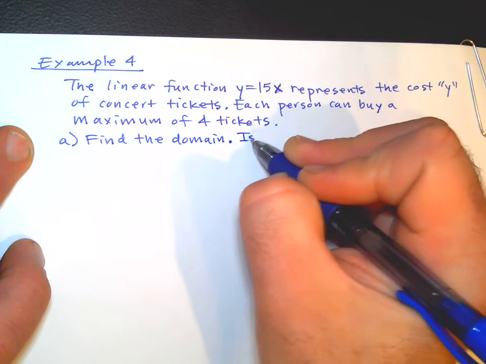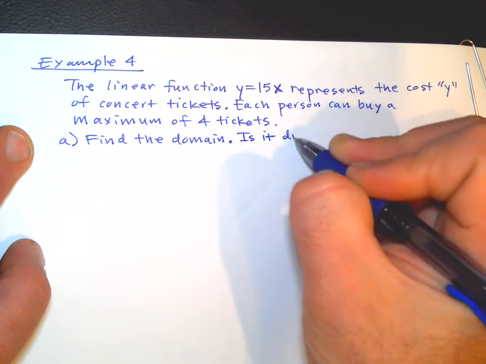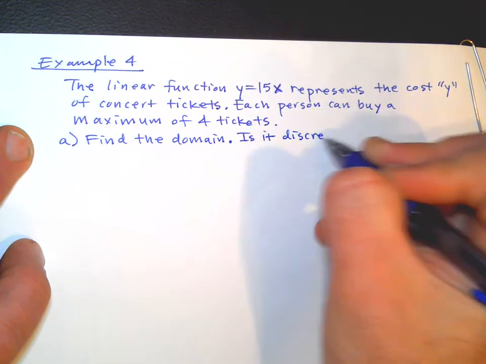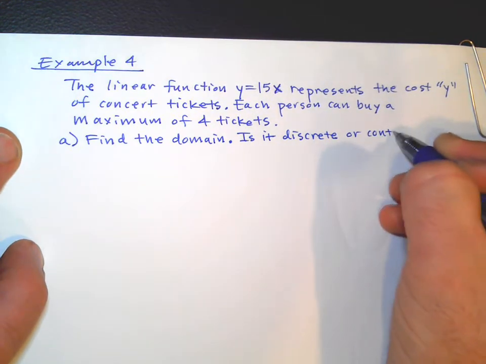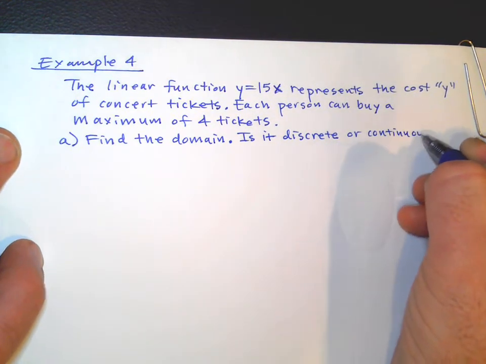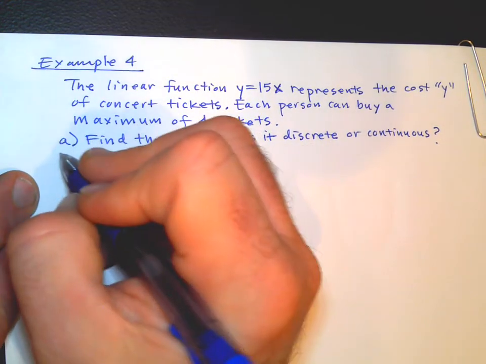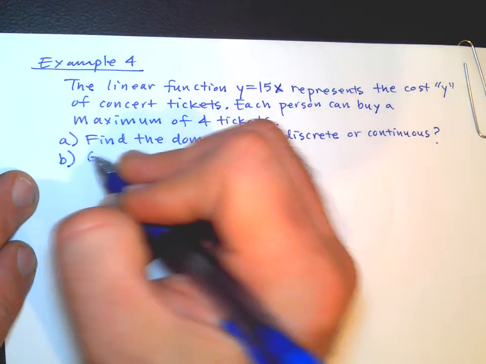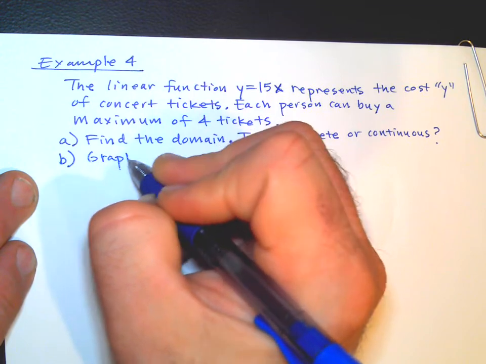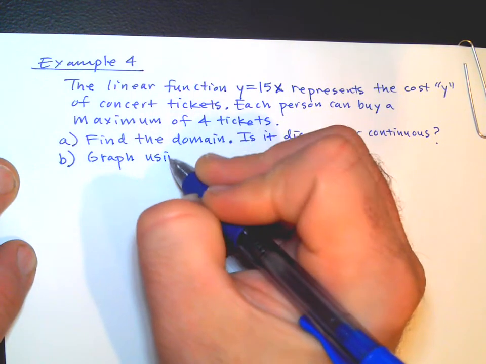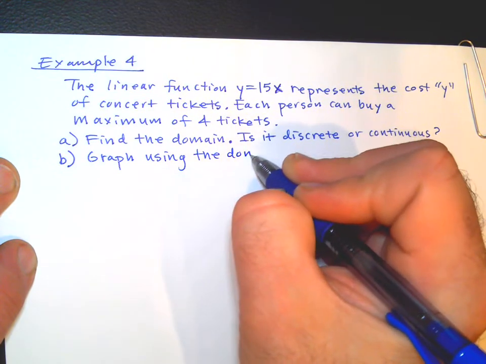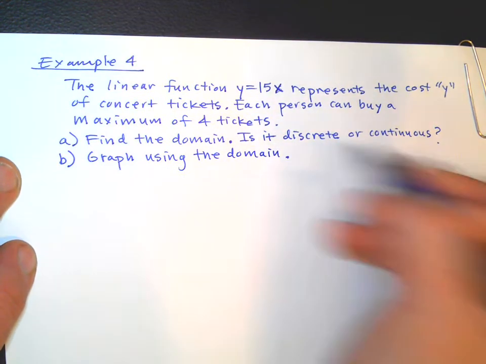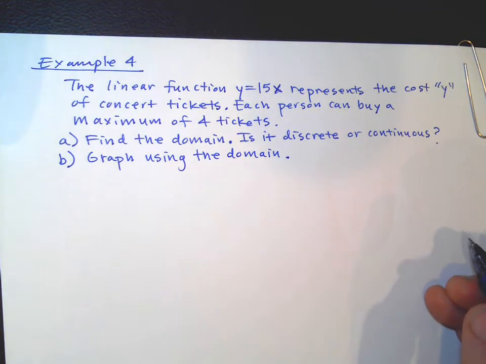Is it discrete or continuous? We were just talking about that. Is it discrete or continuous? And then part B, you're going to graph using the domain.